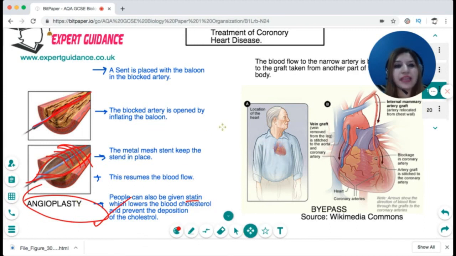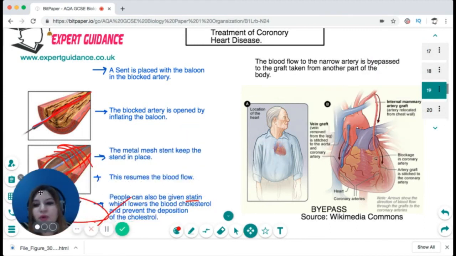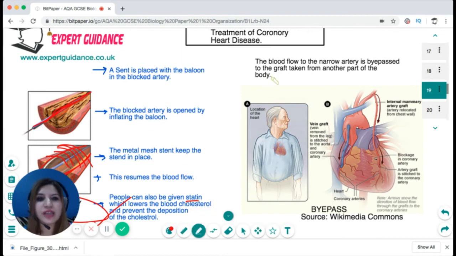But there are cases where the stent cannot be used, maybe because the blockage is too much or because of other problems a patient can have with the stent. In that case we do a bypass. What's a bypass? You can see that this is a blocked artery. We give a graft, and this graft bypasses the blocked artery. So there is a blockage in the coronary artery, and an artery graft is stitched to the coronary artery, so the blood, rather than flowing through the blocked artery, flows through the graft and resumes the blood flow.